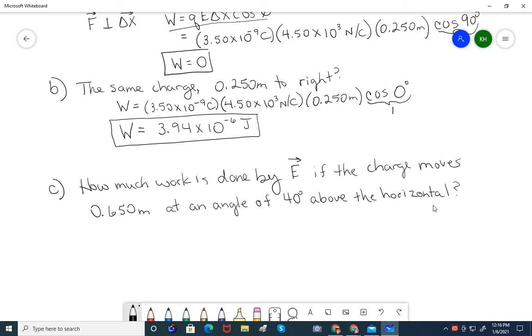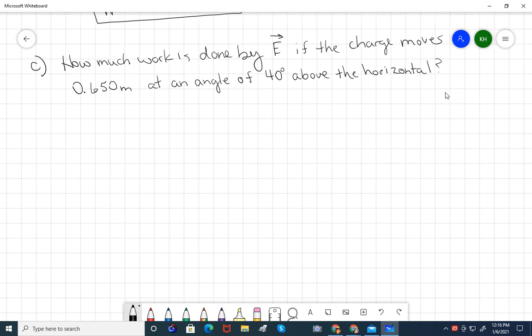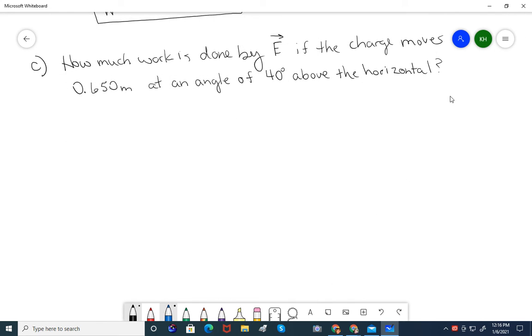Now, if we want to, we can draw another picture of all of this. I'm going to draw the uniform electric field. I'm not going to draw the parallel plates, but our uniform electric field points to the right, like this. Our charged particle is moving at an angle, so here's our charged particle, positive, of 40 degrees. So this would be 40 degrees above horizontal.